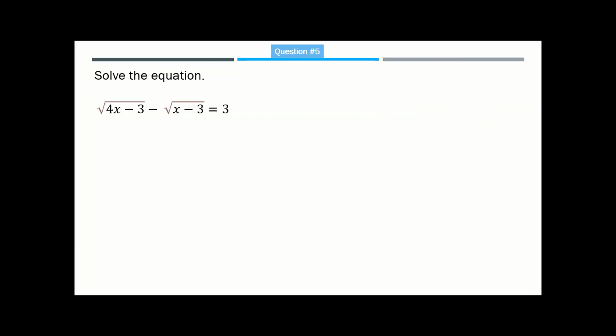So we're asked to solve the equation: the square root of 4x minus 3 minus the square root of x minus 3 equals 3. What I'm going to start out by doing is adding the square root of x minus 3 to both sides. I'm going to try not to rush through this because I don't want to make a simple mistake. So that's going to be 0 here. On the left, I'm left with the square root of 4x minus 3.